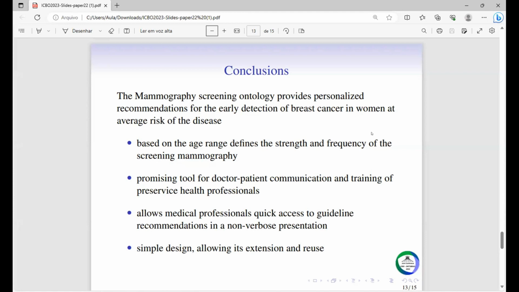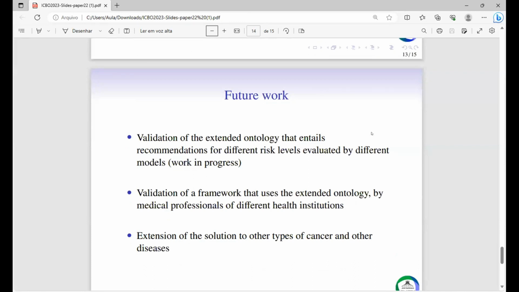From the point of view of the quality attribute of ontology maintainability, our ontology has a simple design that can be extended and reused. As future work, we plan to validate the extended ontology that considers all models and all recommendation guidelines, and also to validate the application that uses this ontology by doctors of different health institutions. Moreover, we plan to extend the solution to other types of cancer and other diseases.